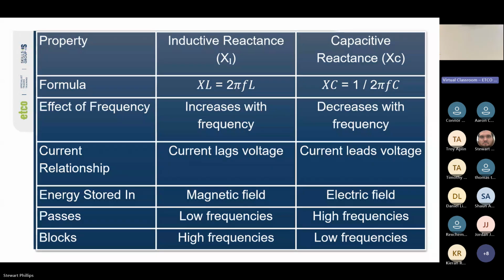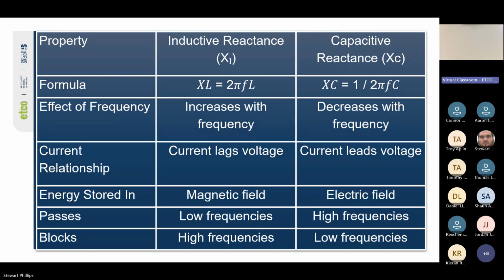But yeah, we don't have any effect or reactance on DC because the constant current will charge the capacitor, but it will not allow it to discharge. And once the magnetic field is stable, we get no back EMF, so we get no opposition to current flow, and it acts like a normal conductor.